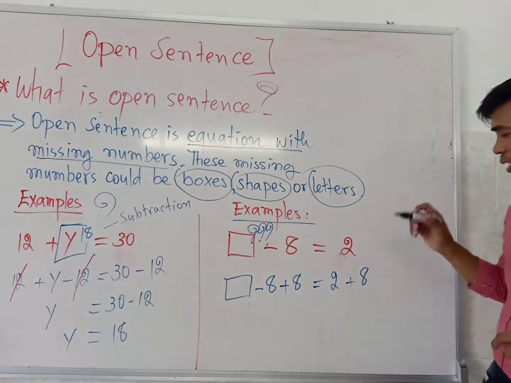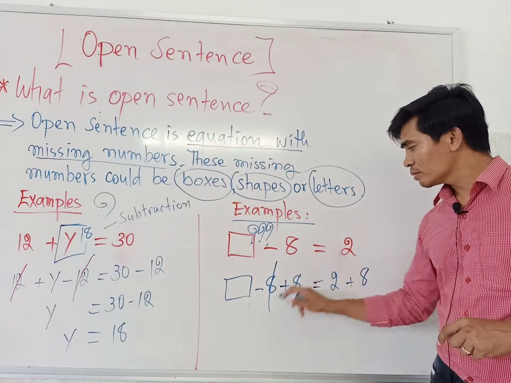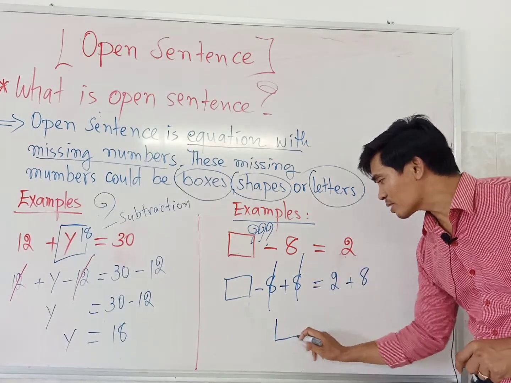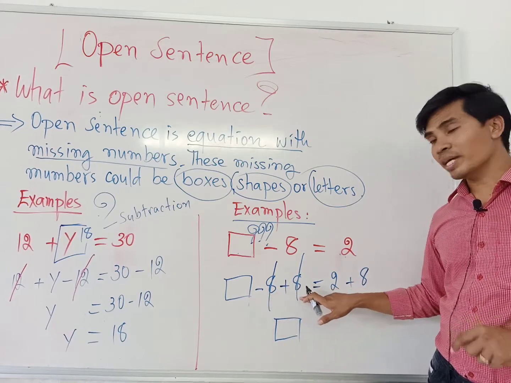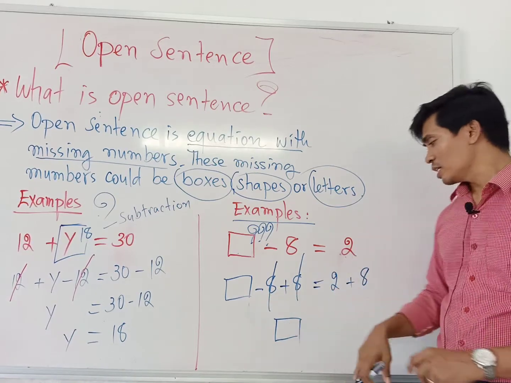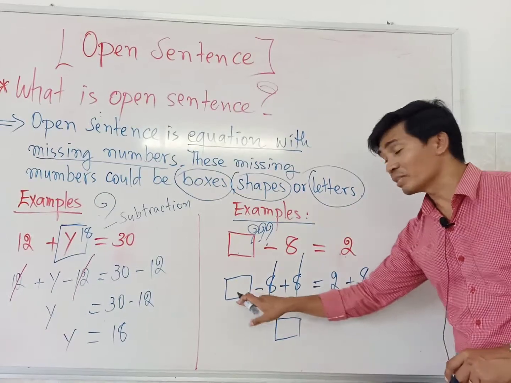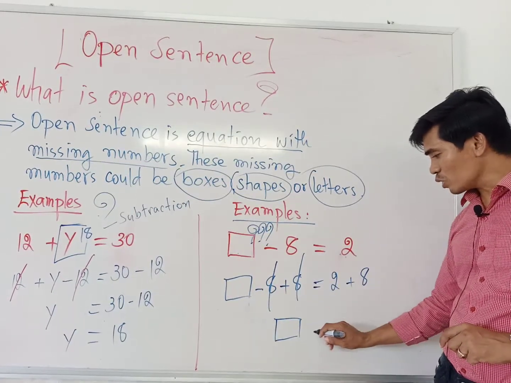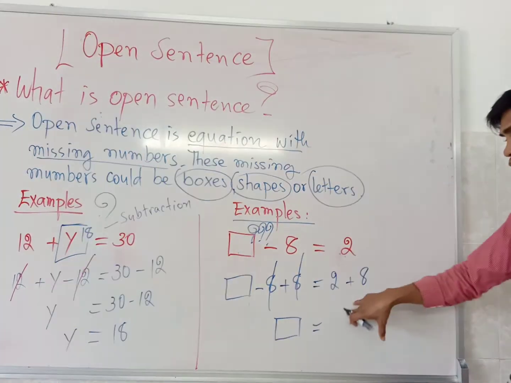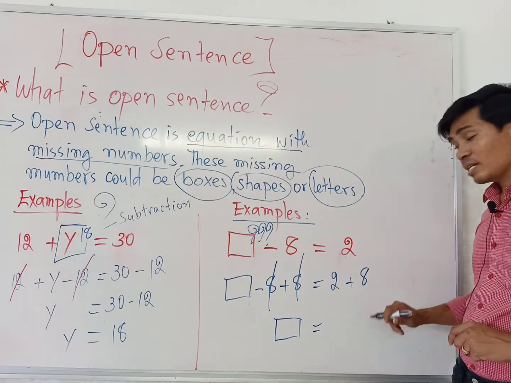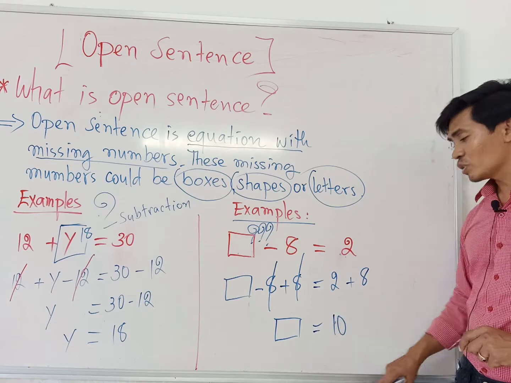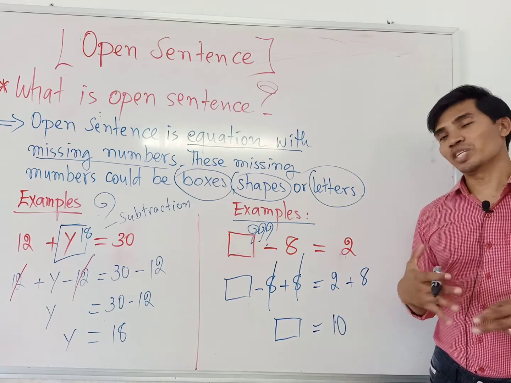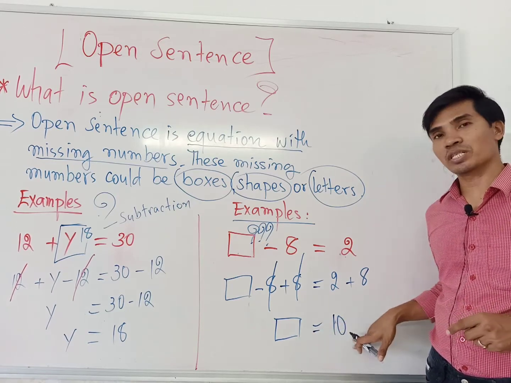Now we can remove them here, because negative 8 and positive 8 cancel out. So we have a box, and a box equals this number. We have to calculate it: 2 plus 8 is 10. So now we know the value of the box. The box equals 10.